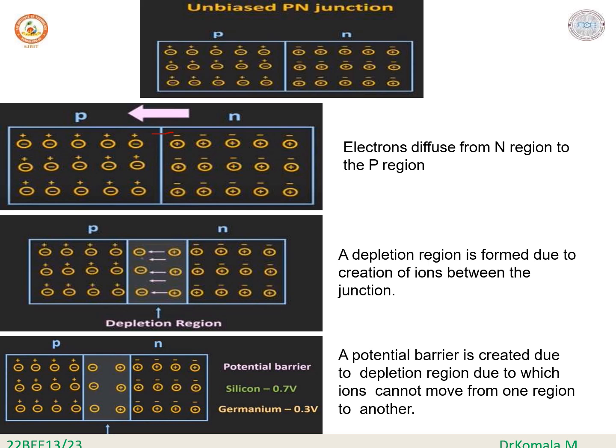So what is this potential barrier value? If we select silicon material, then the potential barrier voltage is 0.7 volts. For germanium, it is 0.3 volts. The forward current conduction will take place only after crossing this potential barrier, which is a minimum of 0.7 volts for silicon, whereas 0.3 volts for germanium.